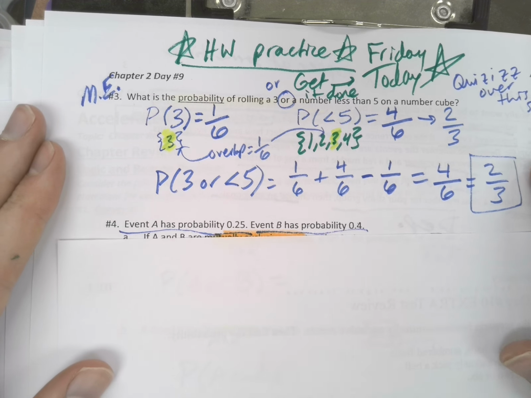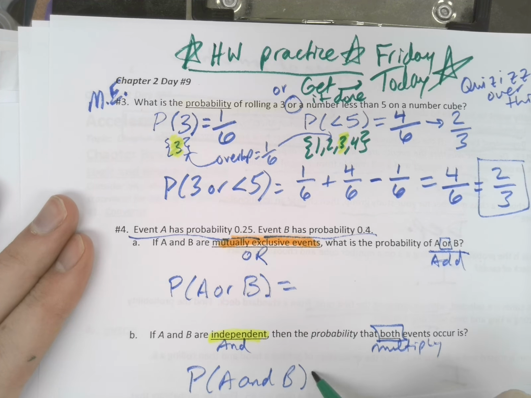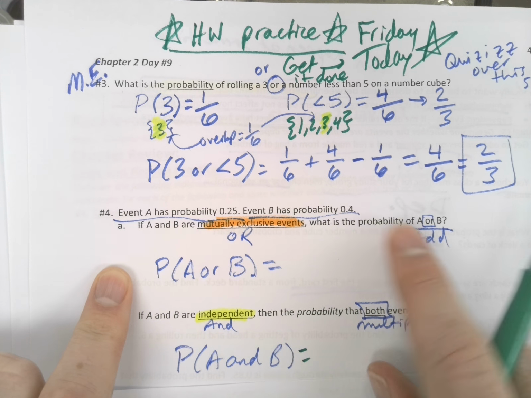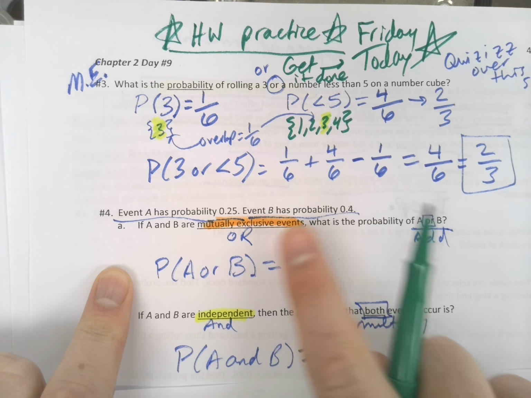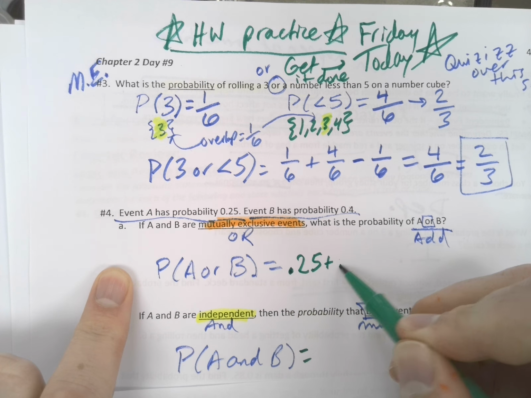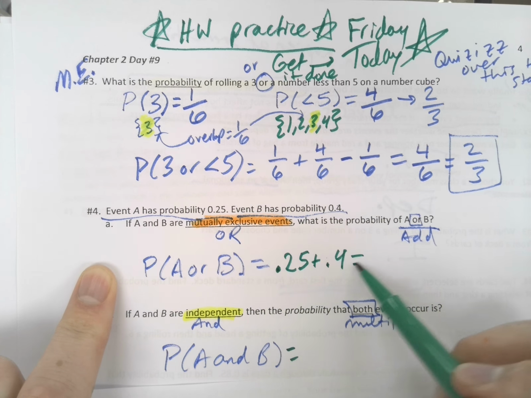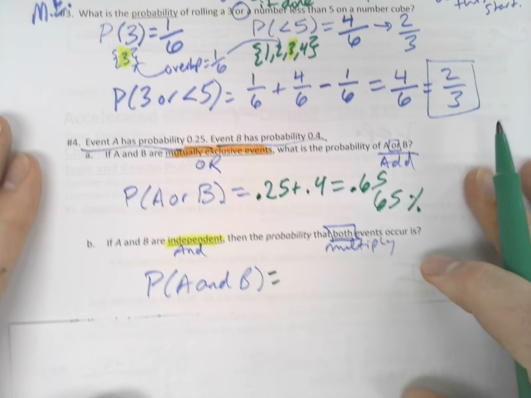Next one, I really like number 4. Check it out. I'll show you guys both these because I don't have them fully answered here. So number 4 is a mutually exclusive problem. Event A has a probability of 0.25, so a 25% chance, and event B has a probability of 40%. What's the chances of either one of those happening? So we're fine with one or the other. And if that word or comes in and we're talking mutually exclusive, we're going to add those probabilities. So you add those together, and you get 0.65, or a 65% chance.